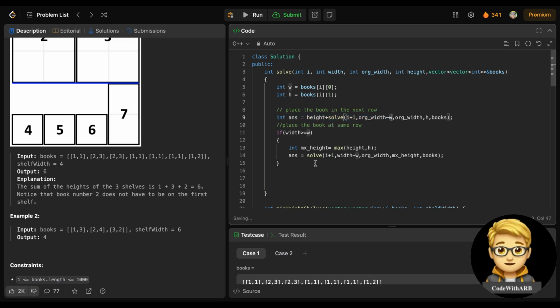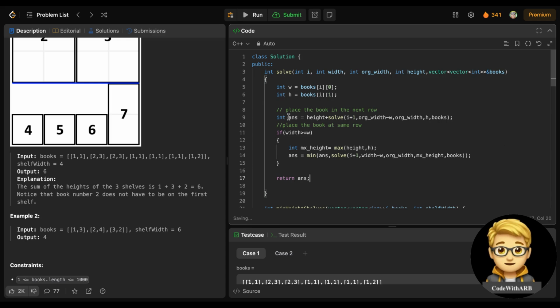So this and this, but we need to know the minimum between them. So what we will do is take the minimum between when we place at the next row and when we place in the same row, and return it from here.